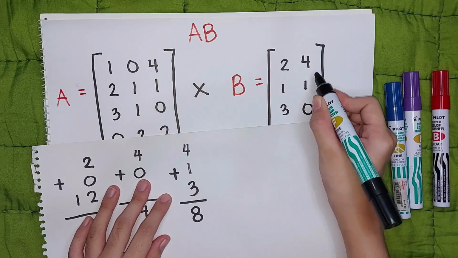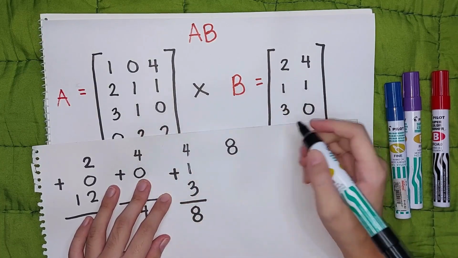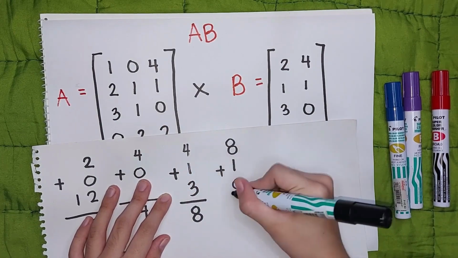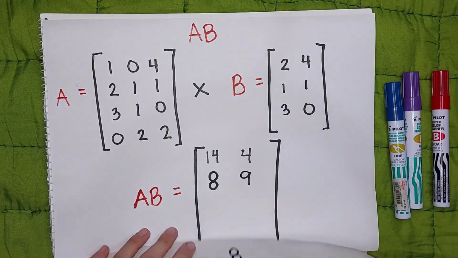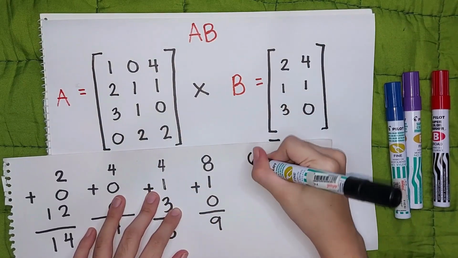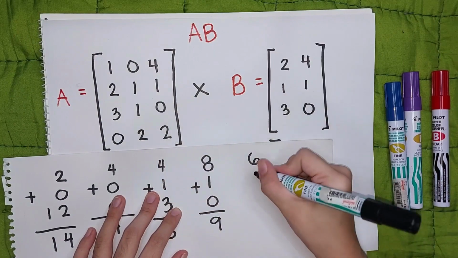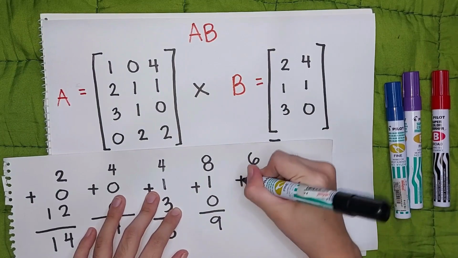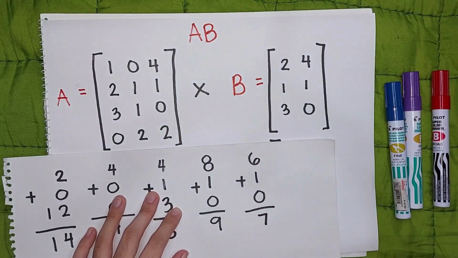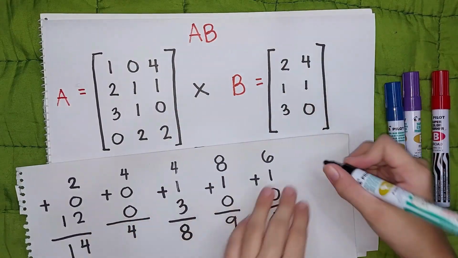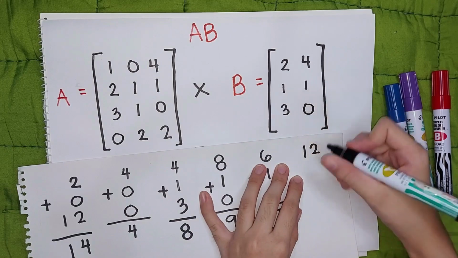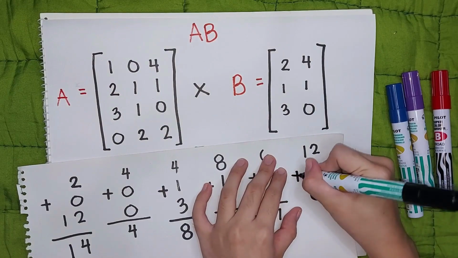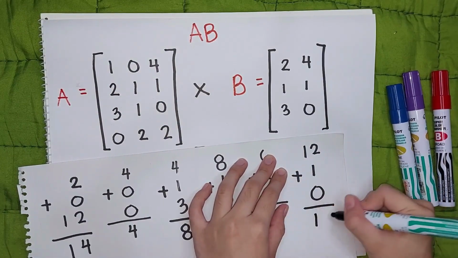Next, 2 times 4 is equal to 8. 1 times 1 is equal to 1. 1 times 0 is equal to 0. And 8 plus 1 plus 0 is equal to 9. Okay, 9. 3 times 2 is equal to 6. 1 times 1 is equal to 1. 0 times 3 is equal to 0. 6 plus 1 plus 0 is equal to 7. Okay, 7. 3 times 4 is equal to 12. 1 times 1 is equal to 1. 0 times 0 is equal to 0. 12 plus 1 plus 0 is equal to 13.